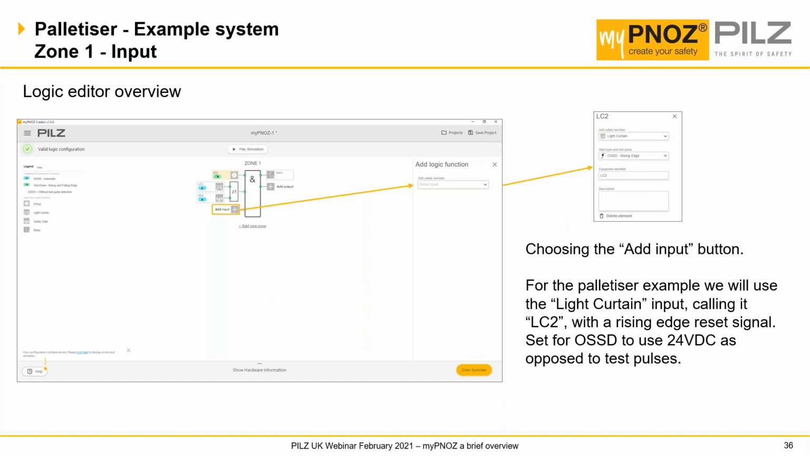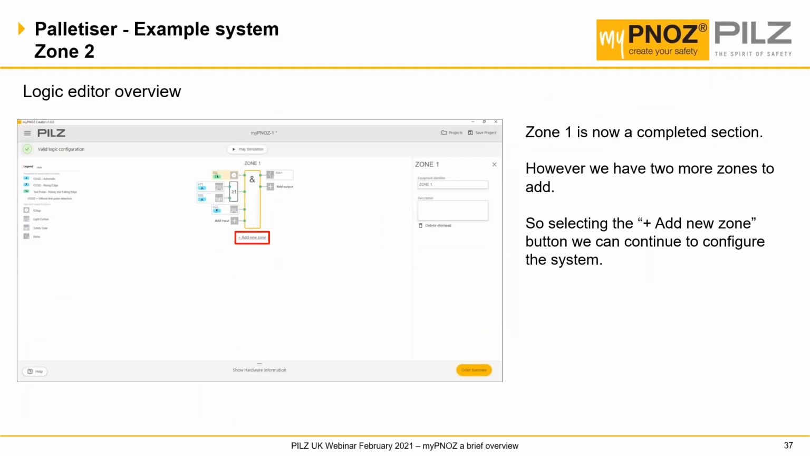Finally, we will add the last part of the zone, for the palletizer. We'll use the light curtain input LC2 with a rising edge reset signal, again set for OSSD. That is zone 1 completed.